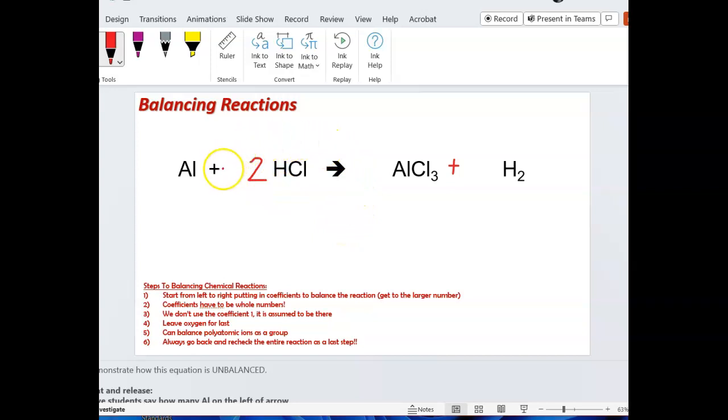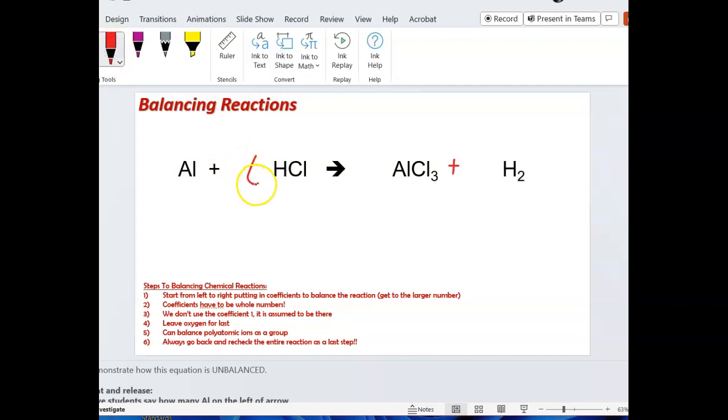And now I have 2 chlorines that went into the reaction and 3 that came out. So I need to fix that. I have 2 on one side, I have 3 on the other. Again, probably need to get to 6. So I'm going to back up, get rid of that 2, and I'm going to start with chlorine this time and get to 6.